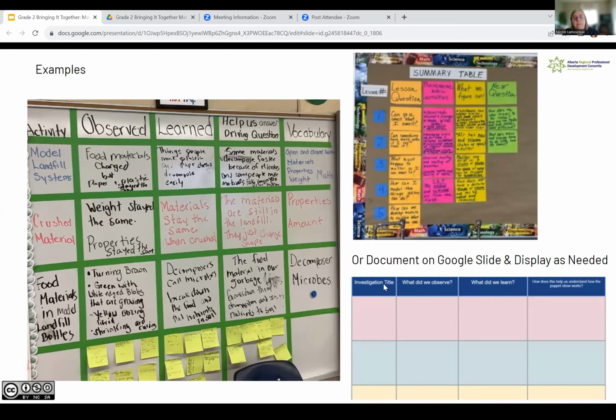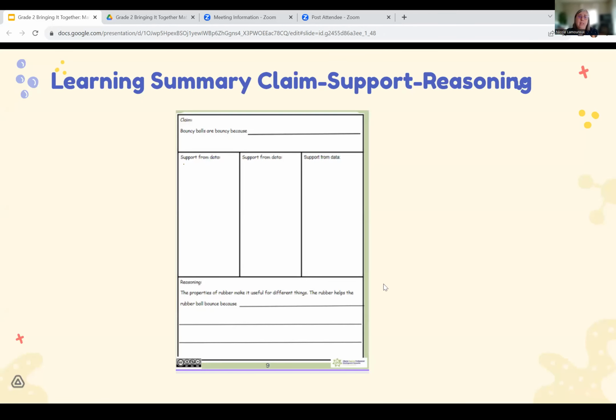Okay. So these are examples of what a learning summary table may look like. The picture is the one from my classroom, and I have done this with grade 2 students in a classroom as well when I worked with a teacher. If you don't have the space to put this up, you can use a Google slide as long as you keep pulling the same slide up and documenting that as the students are working through the lesson. But how I've modified and adapted it for grade 2 was I did something called claim, support, reasoning, which you will see me refer to and bring up continuously through the lessons.